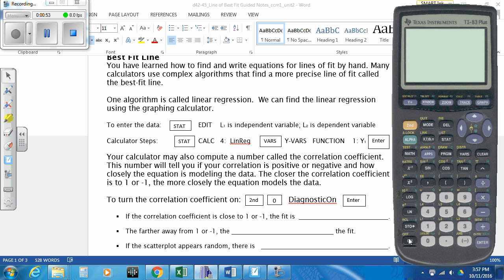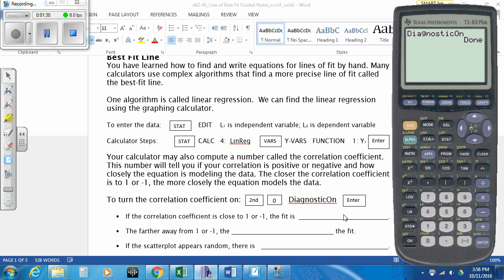So first, turn your calculator on. Notice where my mouse is going so that you can tell what buttons I'm pressing. You're going to press the second button, and then press 0. That opens up your catalog. If you hit the letter D, which is right here where it says matrix, it actually jumps you to D. Then just scroll down until you see diagnostics and hit enter. And then hit enter again. It turns the diagnostics on, so that's going to tell us the correlation coefficient.